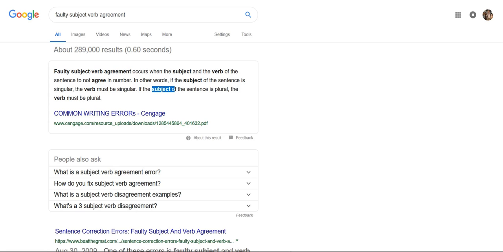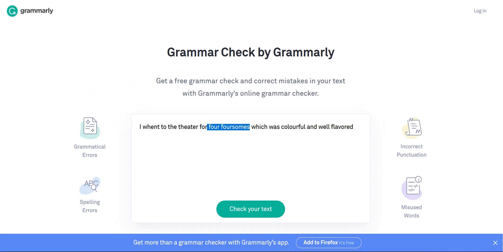But it's just not what Grammarly is getting. What Grammarly is getting is telling me this: if the subject of the sentence is plural, the verb must be plural. The subject of my sentence is singular, I. And so went is the verb, past tense of to go. Wrongly spelled, of course. So I went, they went, you went, he went, she went.